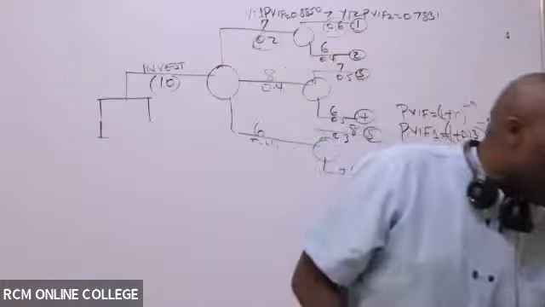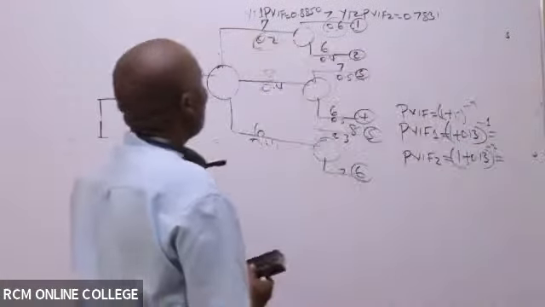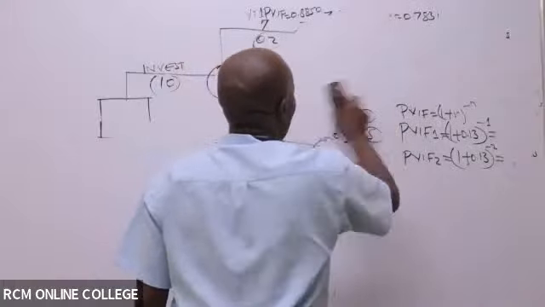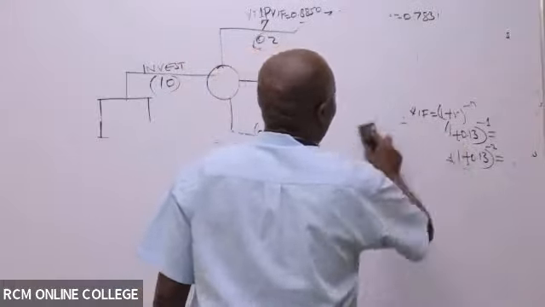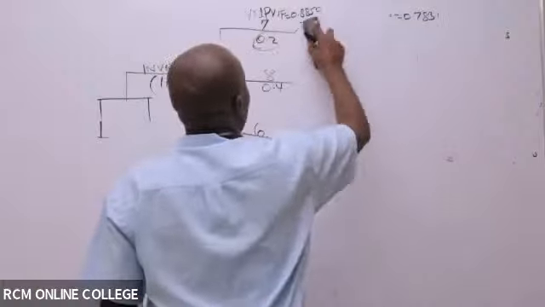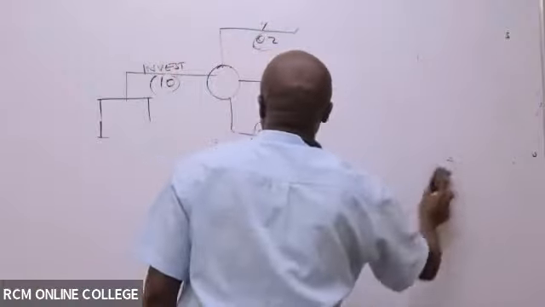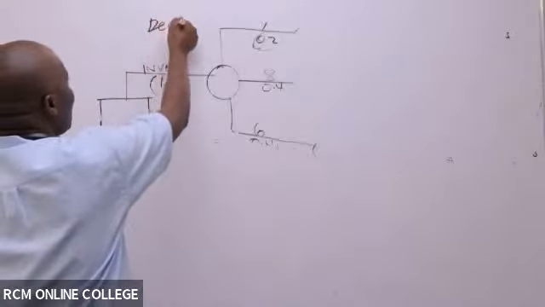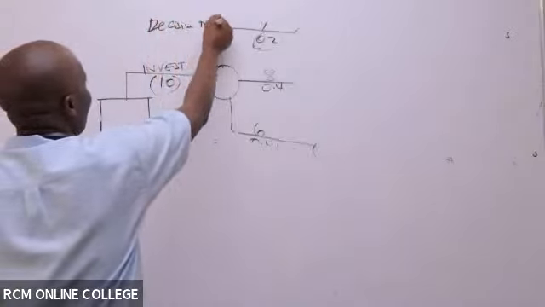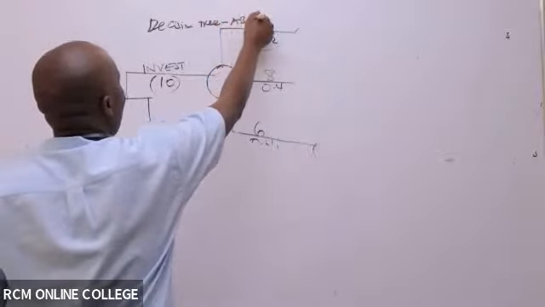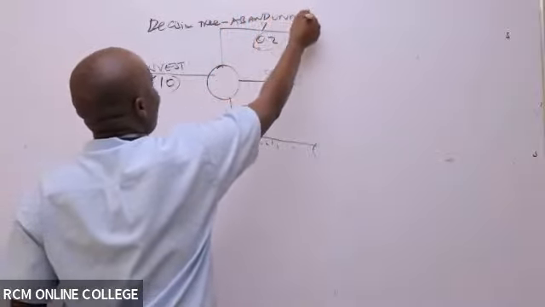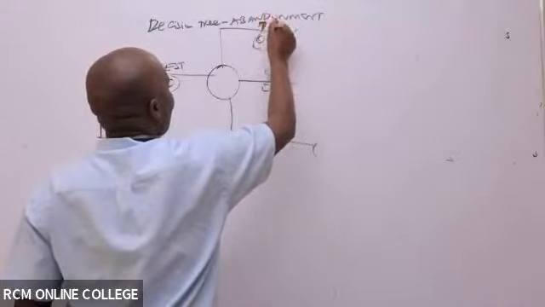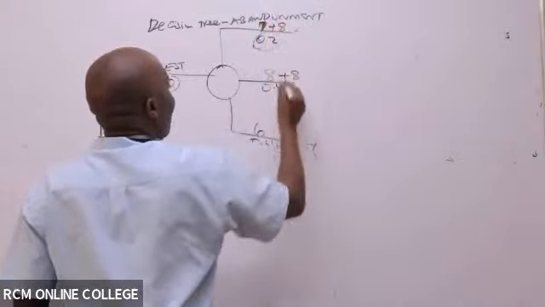So then, ladies and gentlemen, what I will do is to come here and draw the tree with the abandonment option. So, a decision tree with abandonment. You draw a decision tree with abandonment.